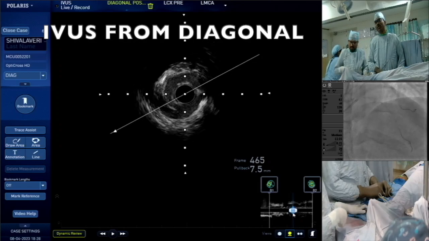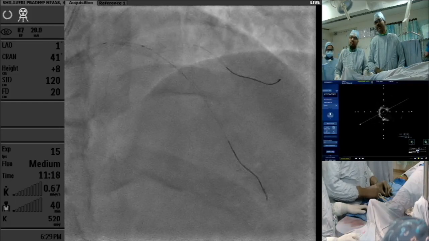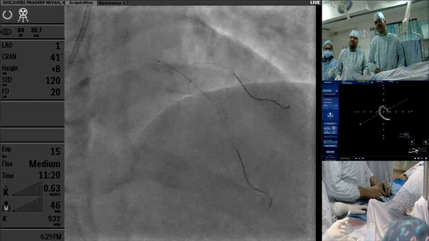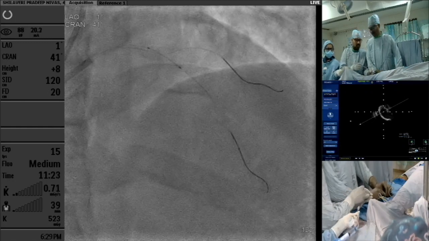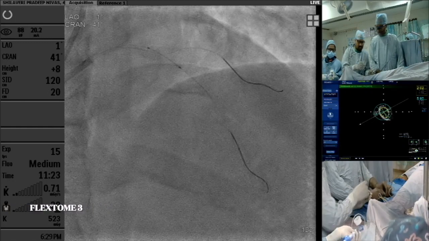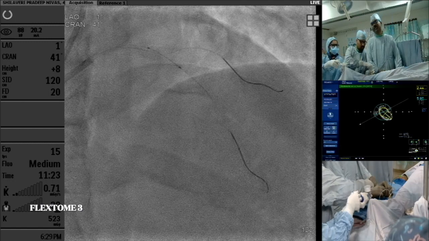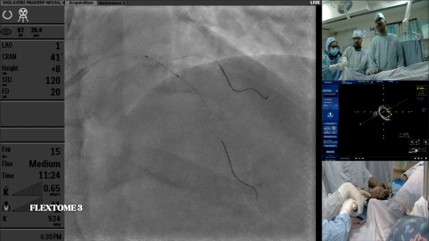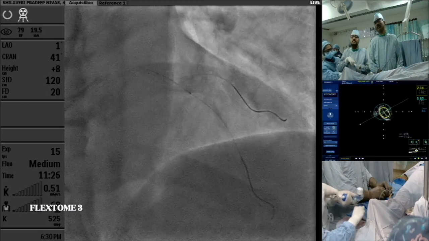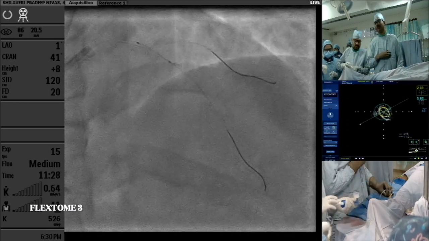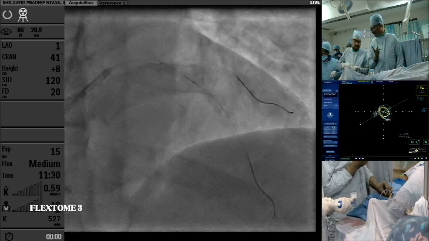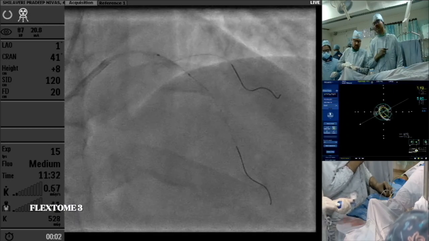So I'm just going ahead while he's assessing ostial. Yeah, okay, this is a cutting balloon, flextome. So please inflate slowly, please. Inflate stepwise. Yes, slow. 2 set. Yes.